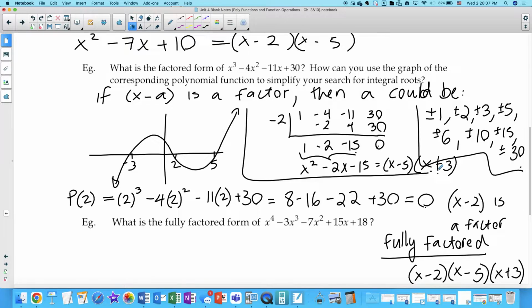Yes? So the possibilities are just the factors of 30? Yes, positive and negative, yes. Couldn't you just look at the roots and see, or does that not work yet?